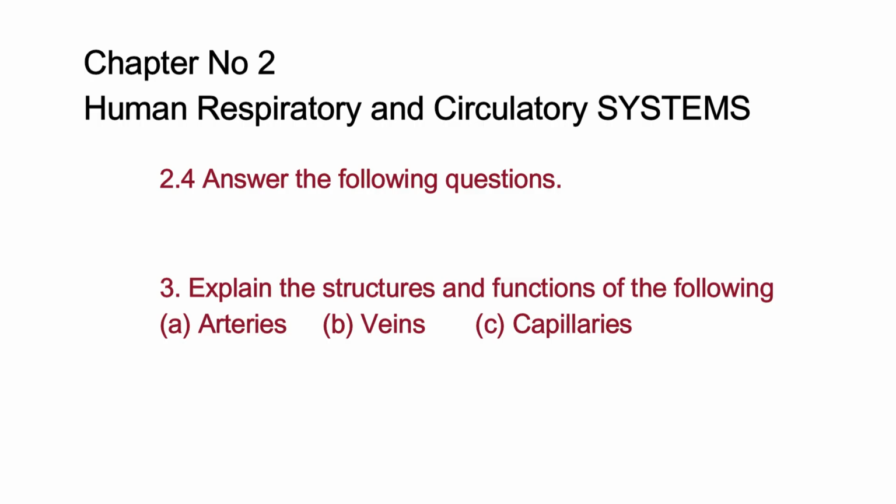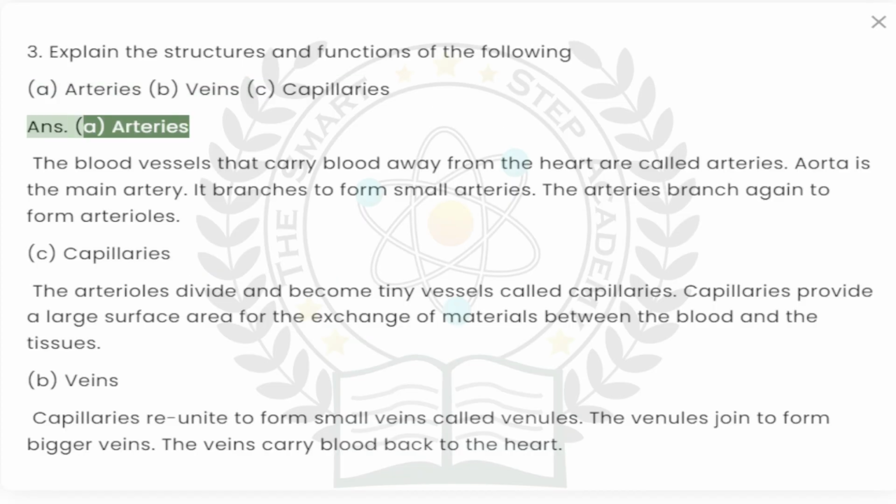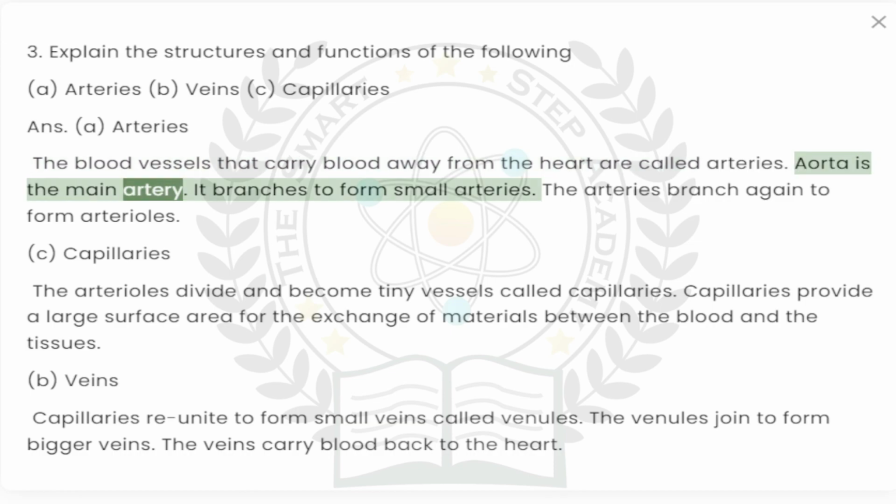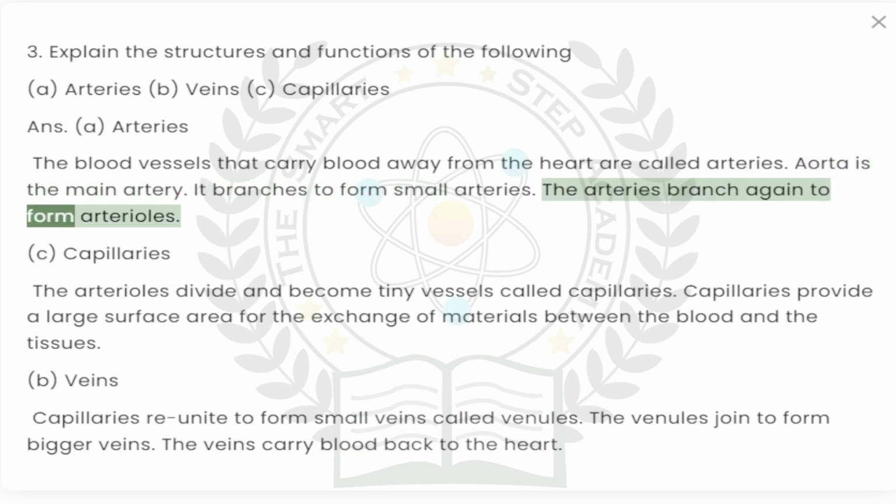3. Explain the structures and functions of the following. Arteries, veins, capillaries. ANS. Arteries. The blood vessels that carry blood away from the heart are called arteries. Aorta is the main artery. It branches to form small arteries. The arteries branch again to form arterioles.